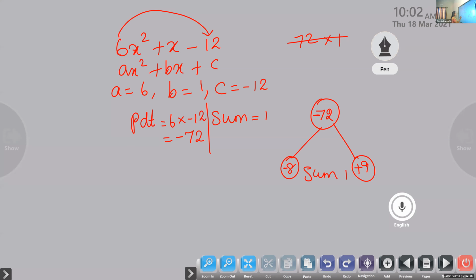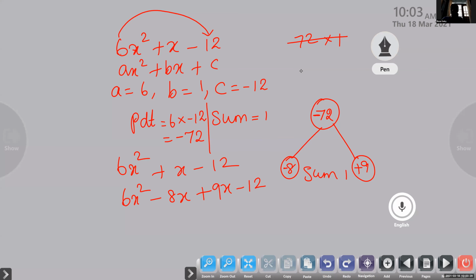So the middle term, we can split it as 6x square minus 8x plus 9x minus 12. Now look at the first two terms. From the first two terms, which one can you take as common? Rose Sabi, tell me which one you can take as common? X. Is it only X?